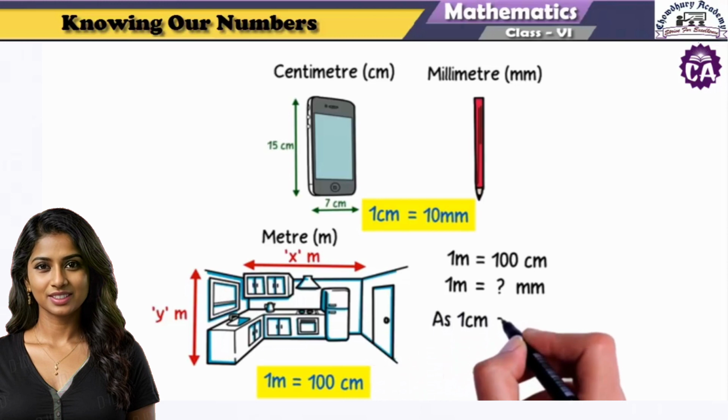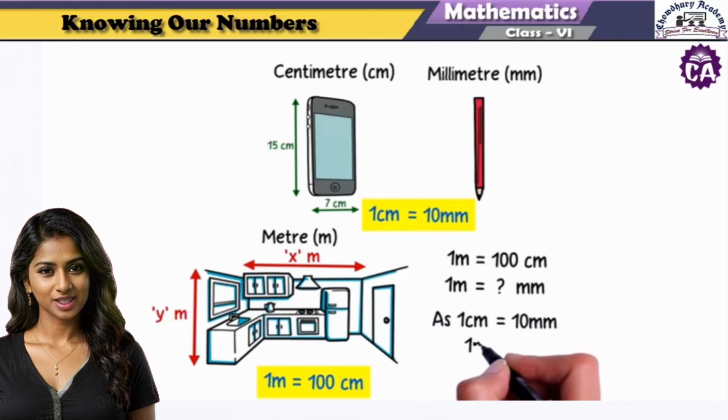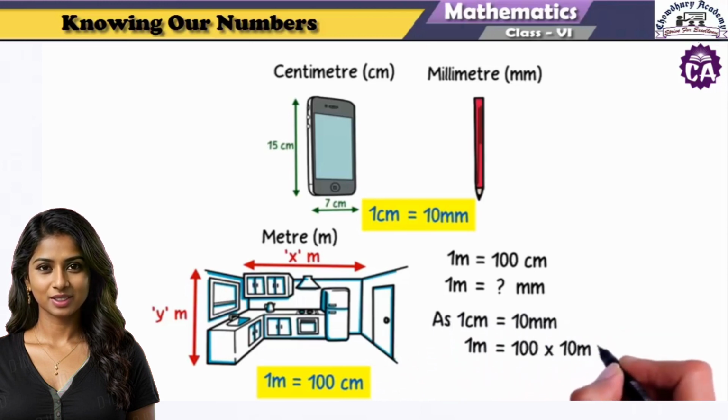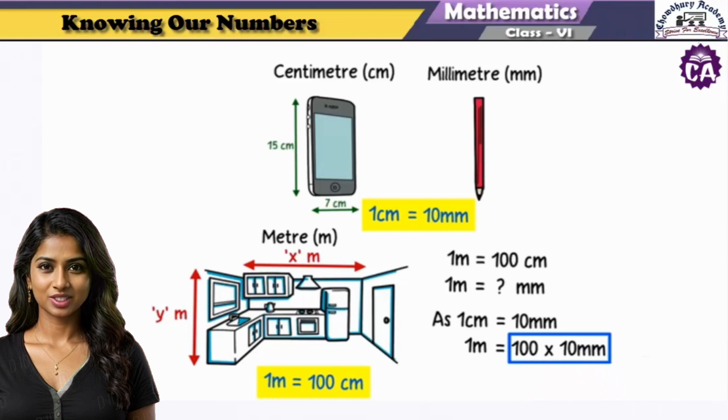As 1 centimeter is 10 millimeters, 1 meter will be 100 times 10 millimeters. And that equals 1000 millimeters. So 1 meter is 1000 millimeters. So is meter the largest unit of measuring length?